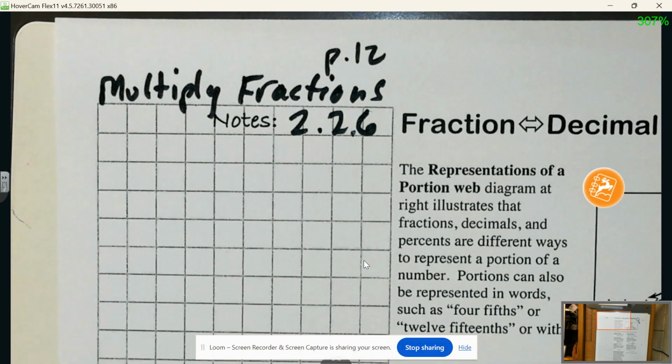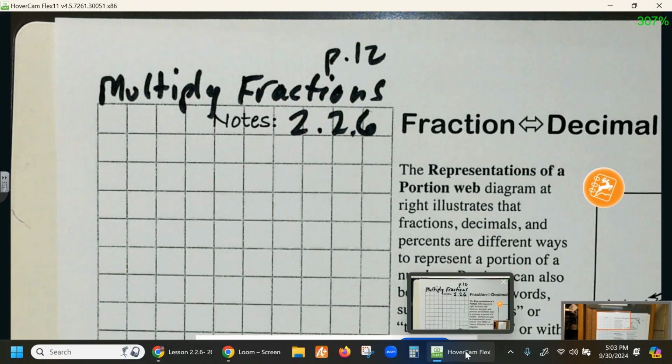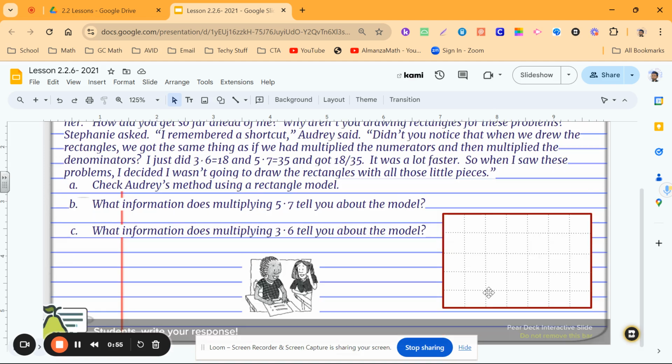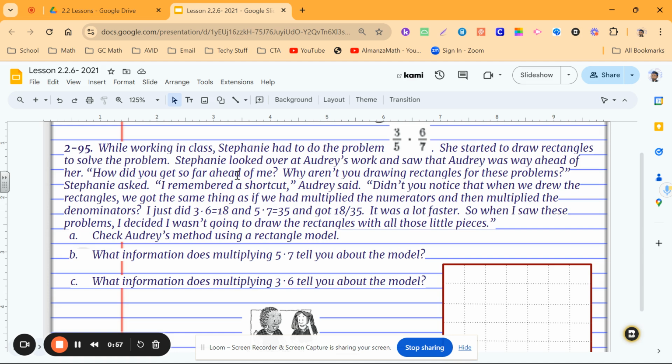Okay, so we have Stephanie, who is working on a problem, 3/5 times 6/7, and started to draw rectangles down here, just like what we did yesterday. And Stephanie looked over at Audrey's work and saw that Audrey was way ahead of her. How did you get so far ahead of me? Why aren't you drawing these rectangles for these problems? I remember a shortcut, Audrey said.